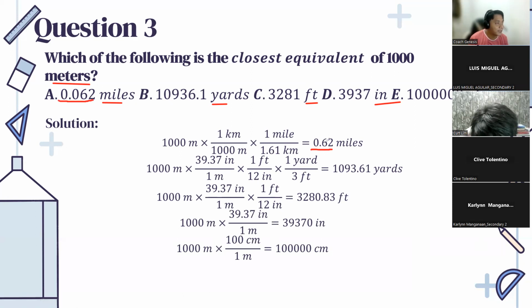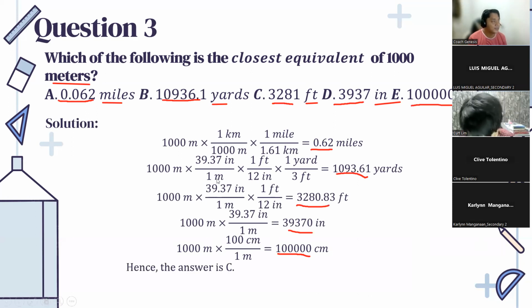So if you look at the values here, which one is the closest? The answer will just be letter C. Right? The answer is C. So you just need to convert and then get the closest value.